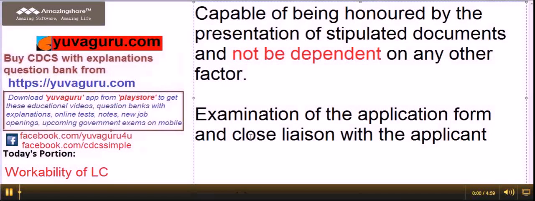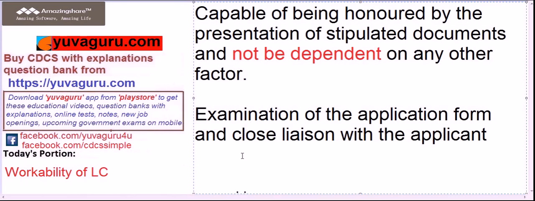Friends, let's study today the workability of LC. Now, what is workability actually? It means the LC should be capable of being honored by presentation of documents. Remember this, documents, and not dependent on any other factor. Only the documents which are being asked under that LC should suffice the purpose of that LC. It should not be dependent on any other factor.